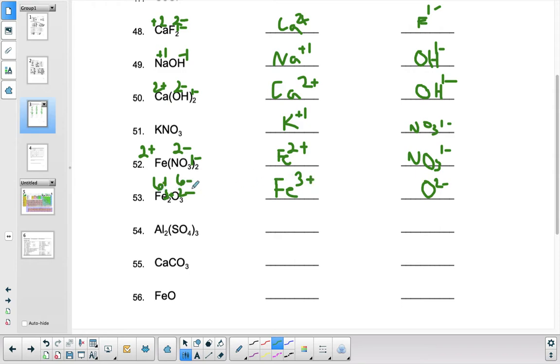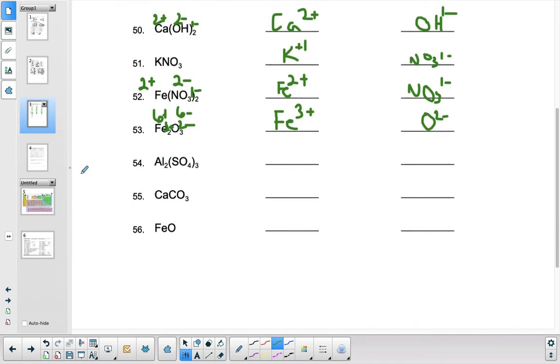So you see how I did that? I found the charge of oxygen because we know that one for sure, it's always going to be the same. And then we solved figuring out 2 times what equals 6. So 2 times 3 equals 6, so we have to have an iron charge of 3.